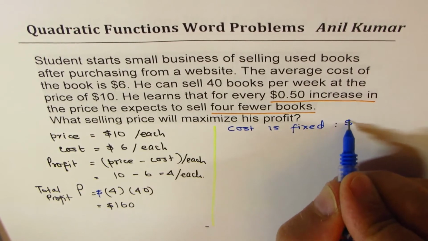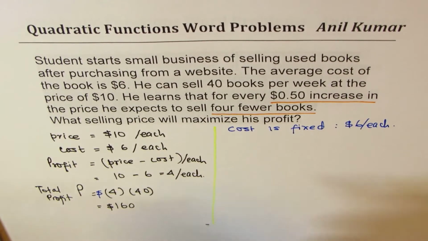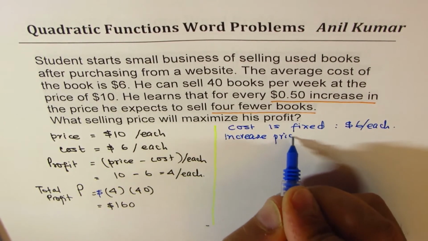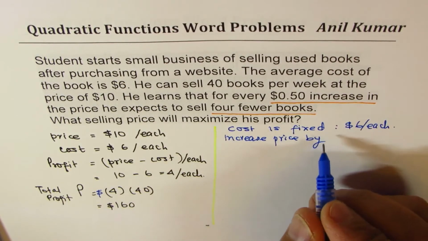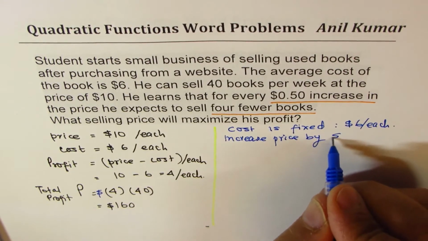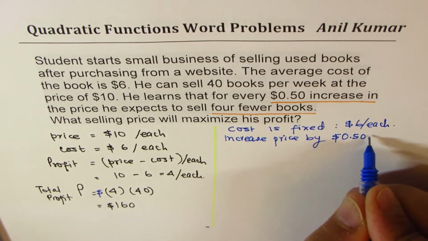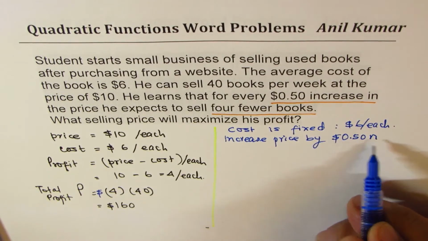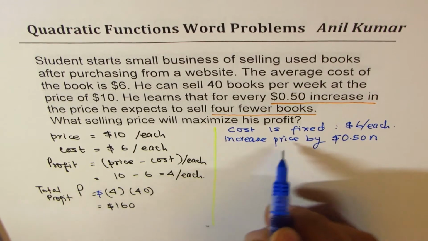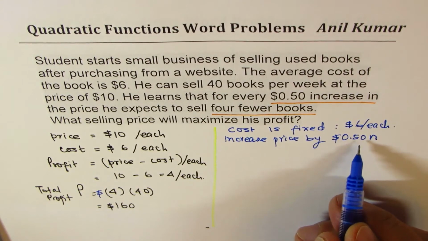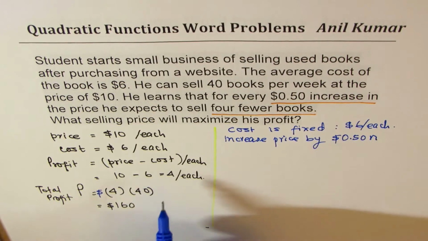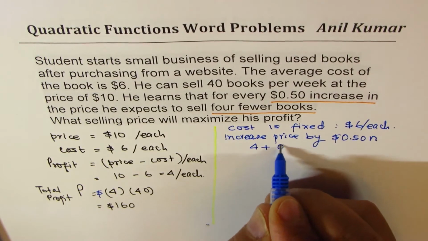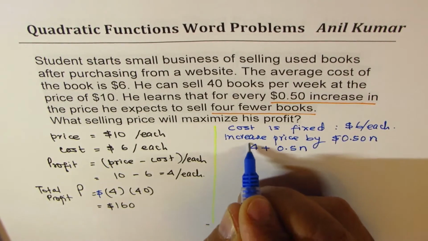That is $6 each, right? So if we increase the price by, let us say, a multiple of 50 cents, that is, increase the price by 50 times n, it could be 1, 2, 3, 4. It could be 50 cents, $1, $1.50, and so on, right? So the increase in price by 50 cents will be how much? Well, initially it was $4, so that will be 4 plus 0.5n, correct?